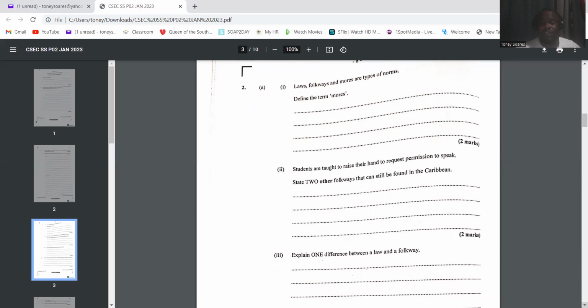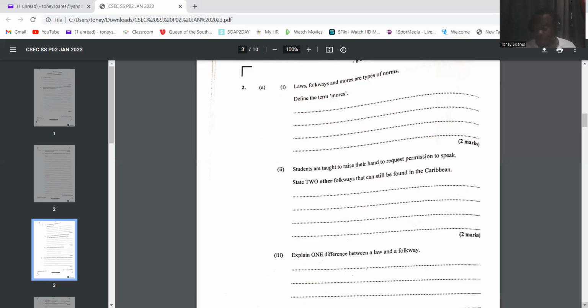So other than raising of hands to get permission to speak, saying good morning is also a folkway, especially children saying this to adults, or people in general saying this to each other, right? The shaking of hands as a form of greeting is a folkway. A hug is a form of greeting. Saying please and thank you, excuse me, those are forms of folkways. Understand? Very good.